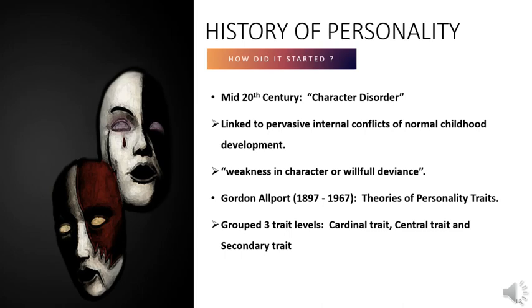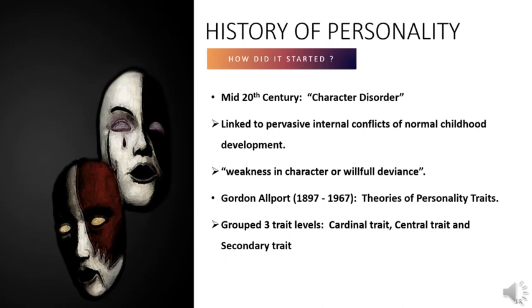Cardinal trait, this is the trait that dominates and shapes a person's behavior. These are the ruling passions, obsessions, such as a need for money and fame. Central trait, this is a general characteristic found in some degrees in every person. These are the basic building blocks that shape most of our behavior, although they are not as overwhelming as cardinal traits. An example of a central trait would be honesty, intelligent, anxious.